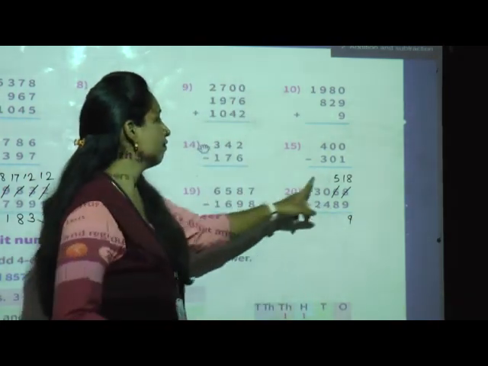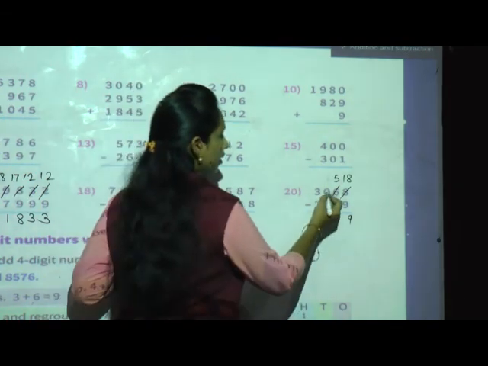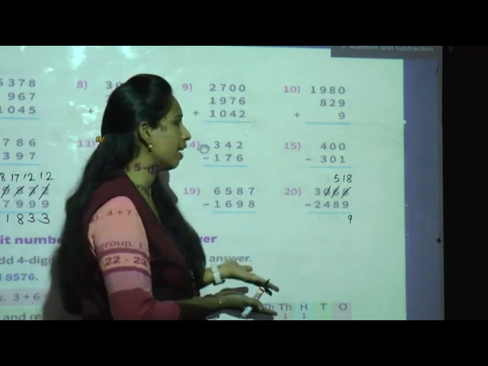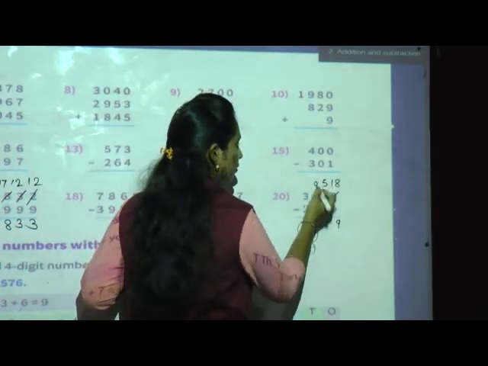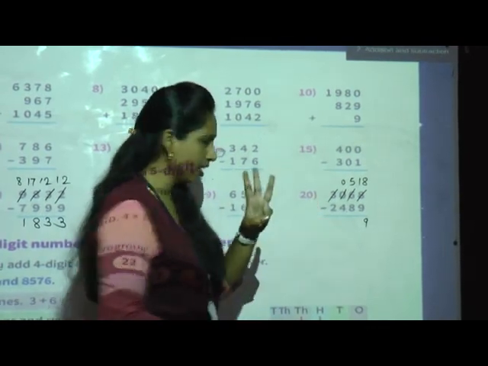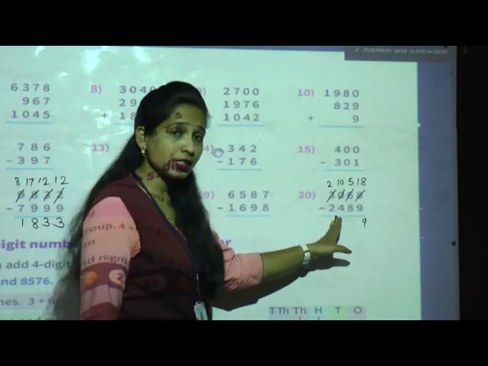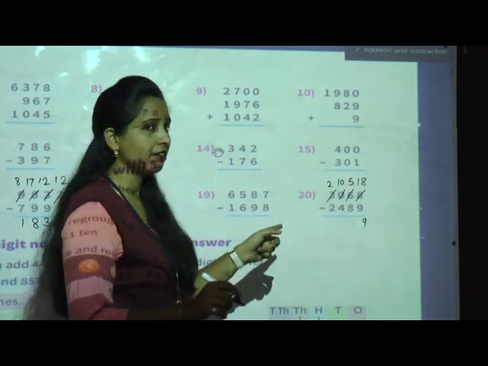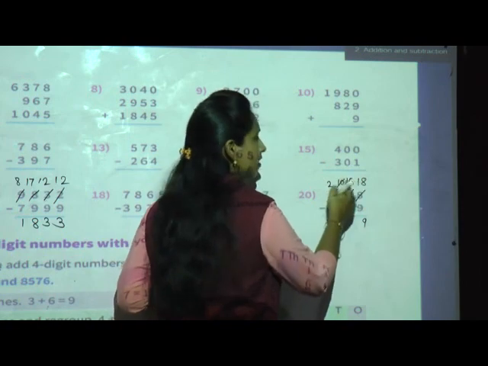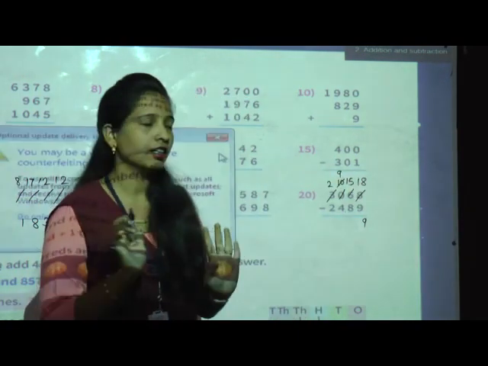Got it? Now 5 minus 8, we cannot do. So go to neighbor, see that neighbor is having 0. He cannot give anything, he doesn't have any number. So what we will do? We will go to the next neighbor. This neighbor is having 3, he will give 1, here 2 will remain. Now this neighbor is having 10, now he can give 1. So we will ask this neighbor to give 1, he will give 1, now here with him 9 will remain.